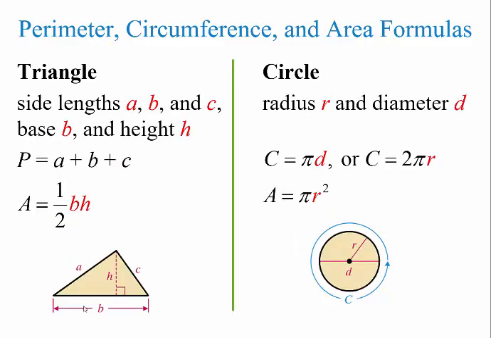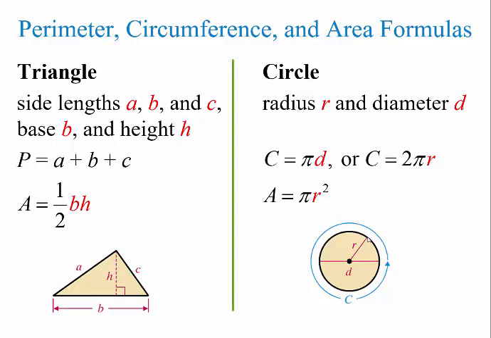A triangle has sides A, B, and C. And the height of the triangle goes from the vertex of one angle all the way down so that it meets a right angle here. And we'll call that the height H of the triangle. So the perimeter is just A plus B plus C, the sum of the sides. The area is equal to 1/2 times the base of the triangle times the height. And you know the base because that's where the height comes down to, and it doesn't go through an angle.